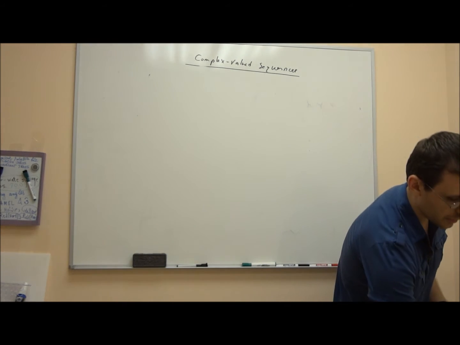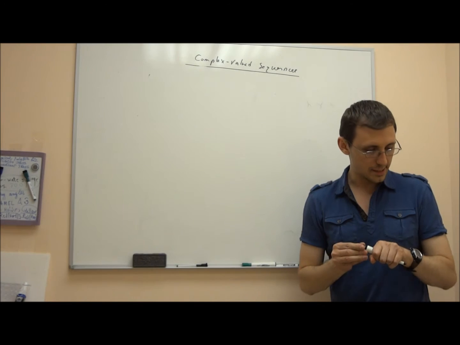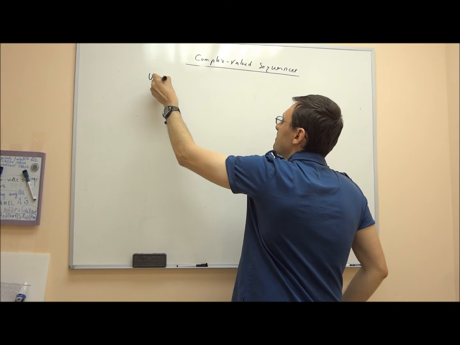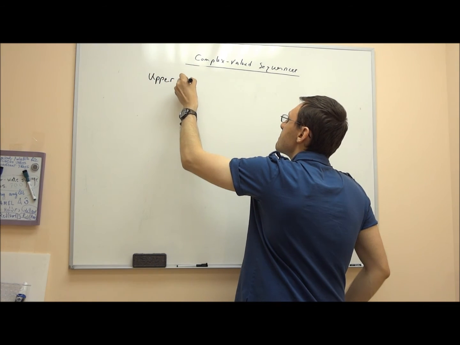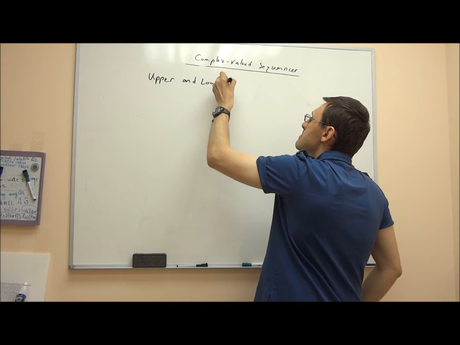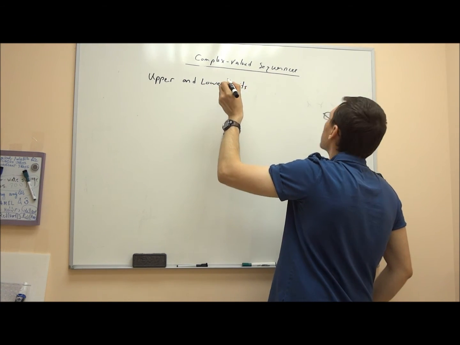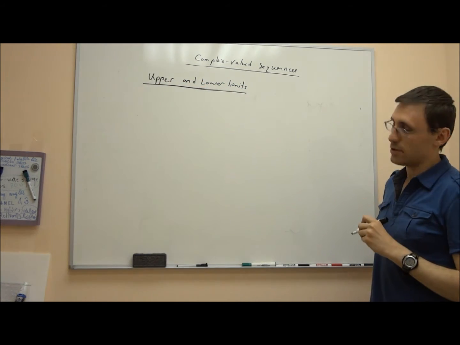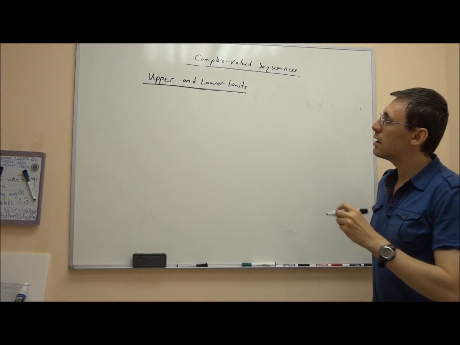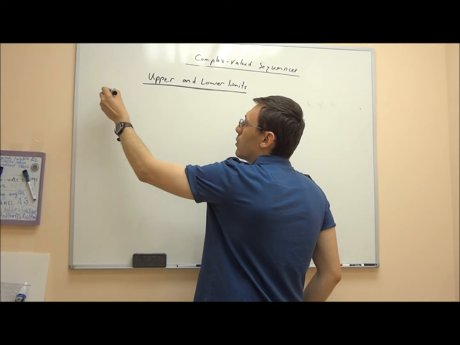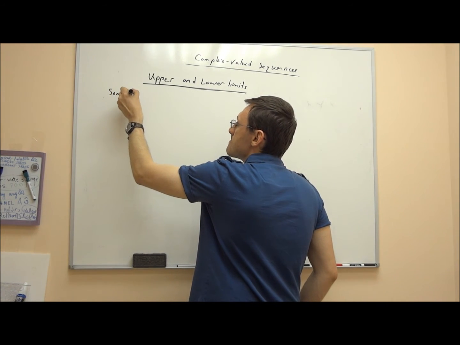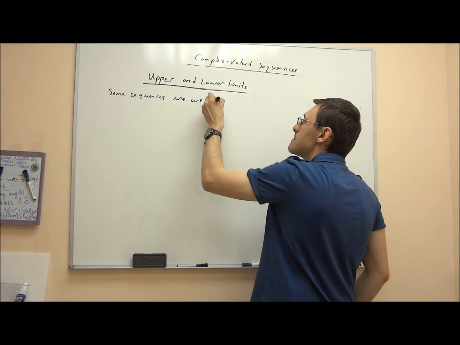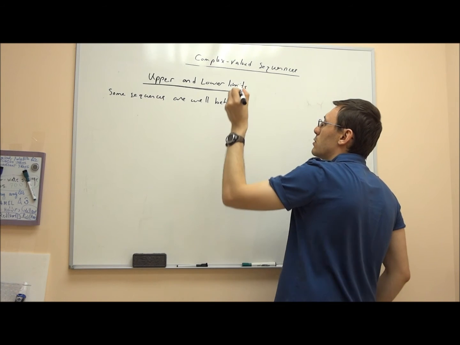The next topic I'd like to go over is upper and lower limits. This is a very important topic for analysis in general. So hopefully later on, when we talk more about sequences, I will show some applications of the concept to be illustrated. So notice that some sequences are well behaved. So what do I mean by well behaved?